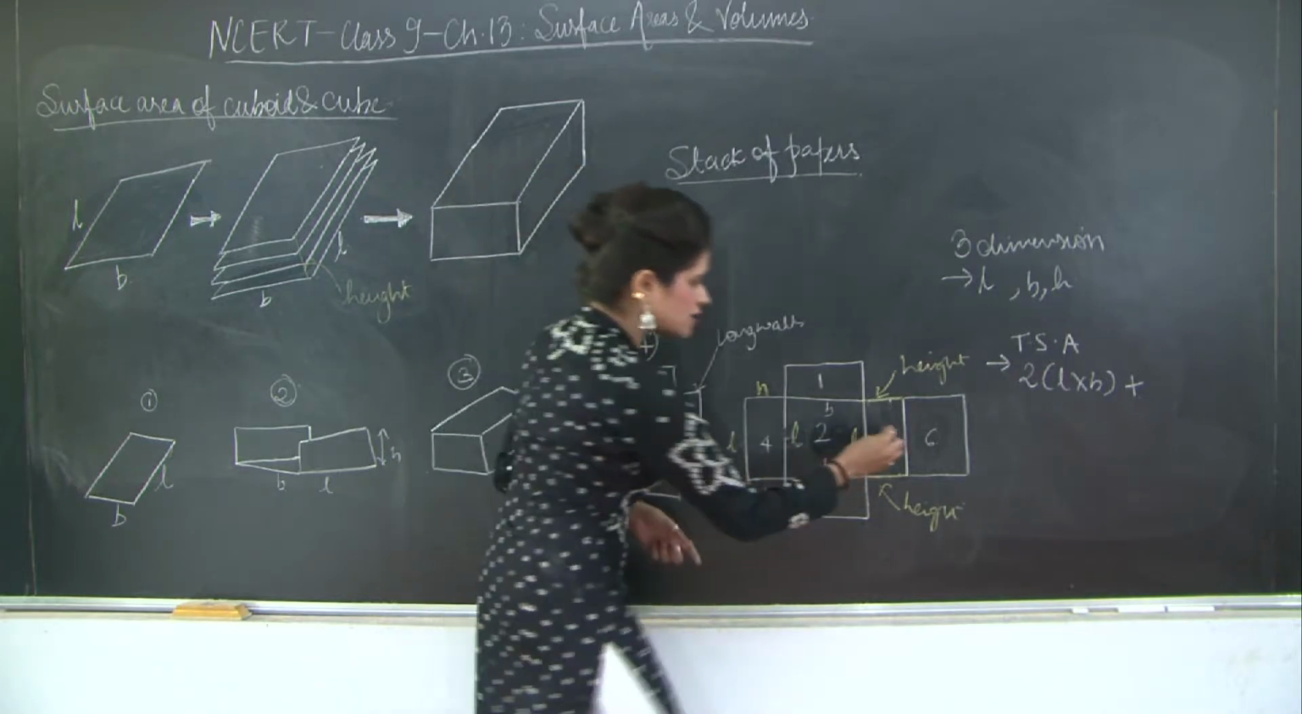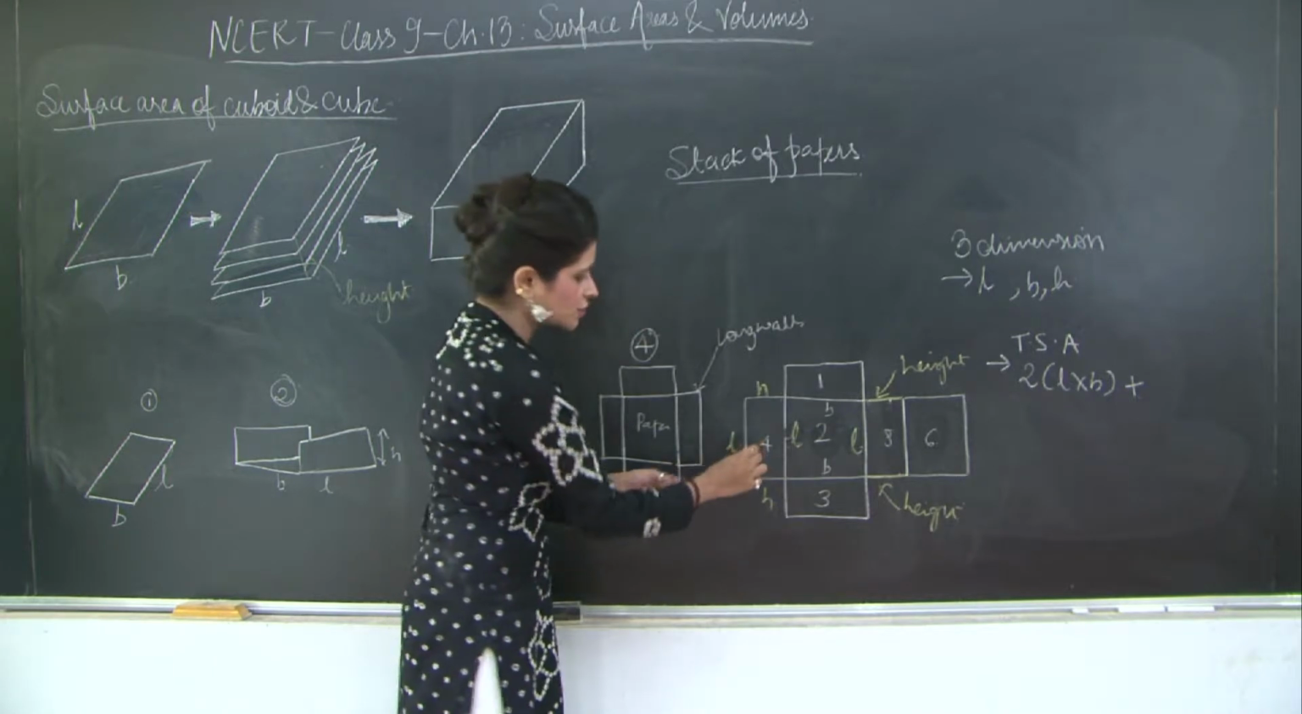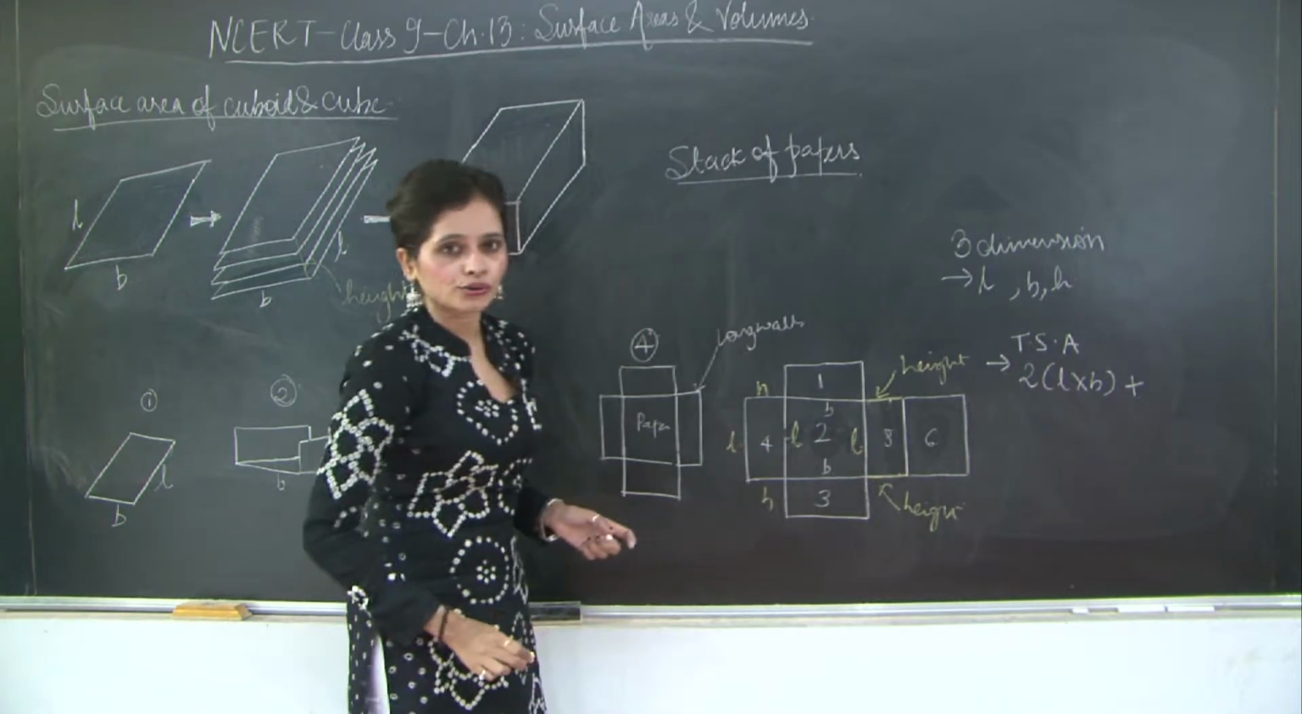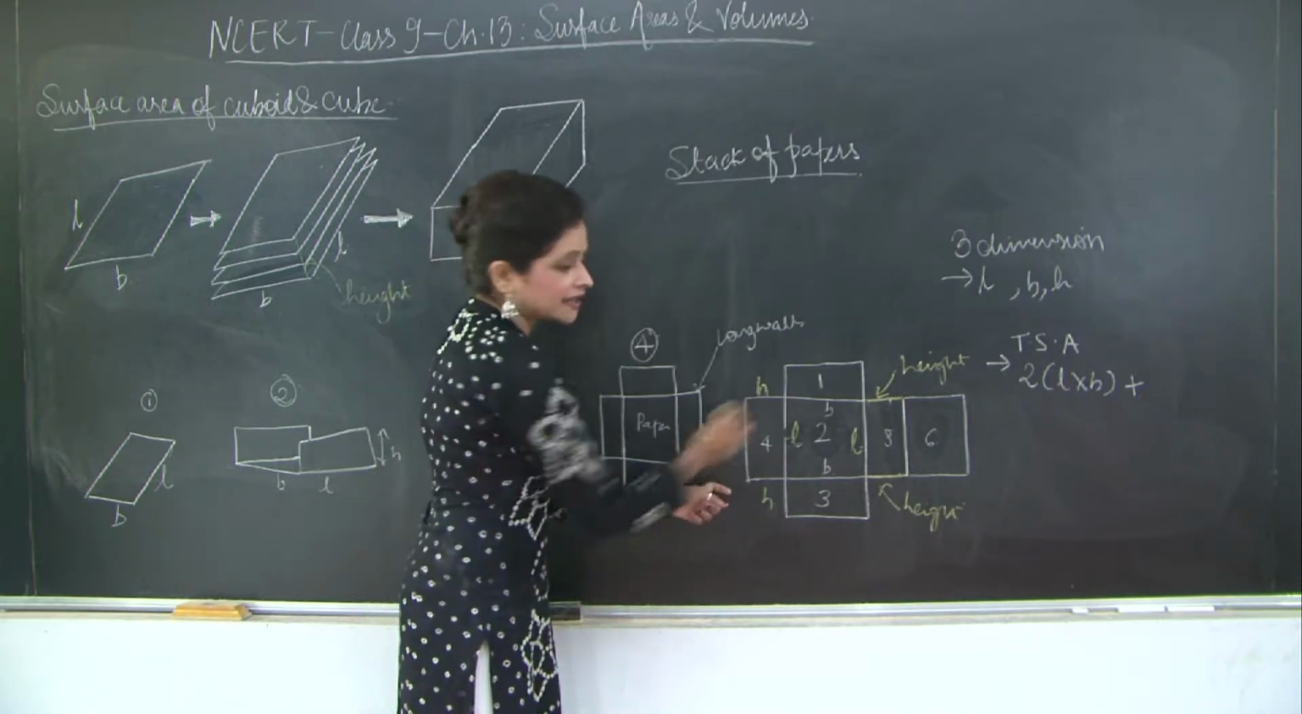So for the long walls, let's take into consideration that 4 and 5 are congruent to each other. So what is the area going to be? Twice length into height. Why?